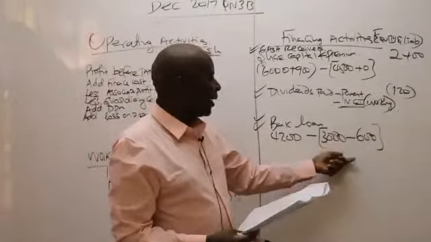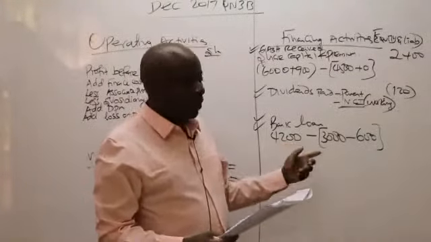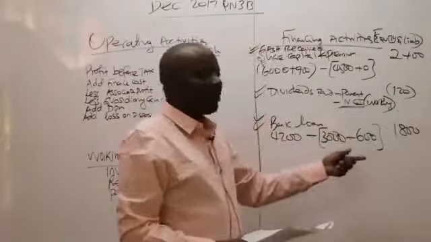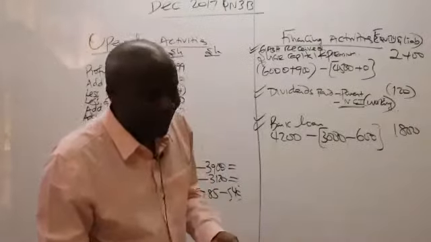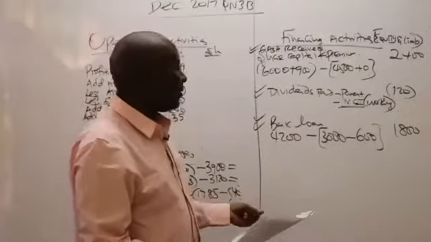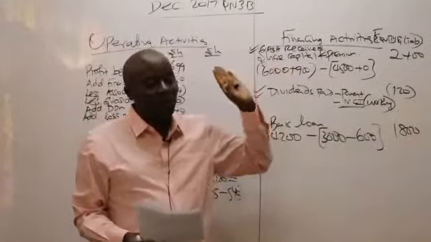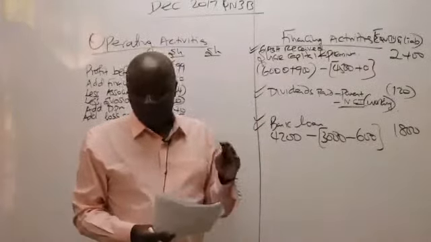Subtract this, then less this for 200. Tell me what it comes to. 1800. So this 1800, is it positive or negative? It's positive. So if it's positive, you don't need to write a narration. It's a cash inflow.